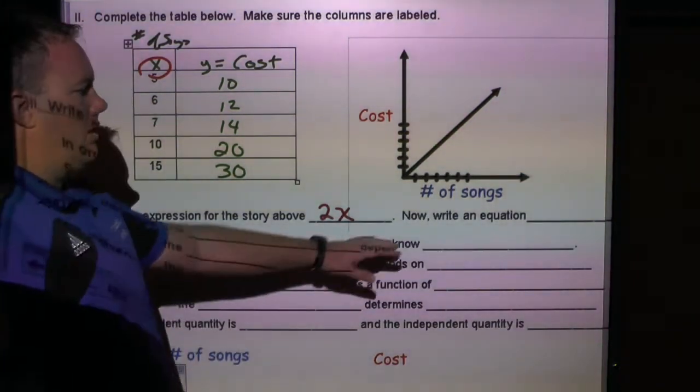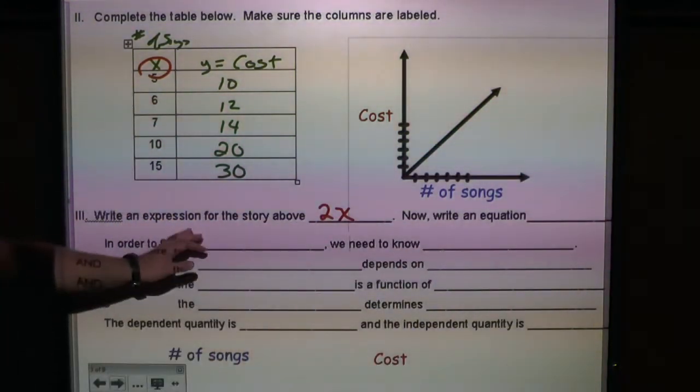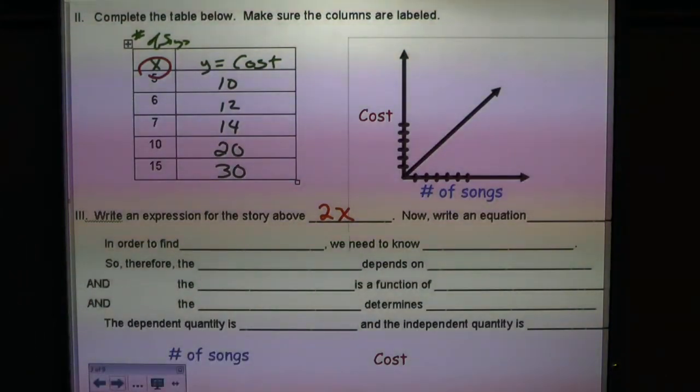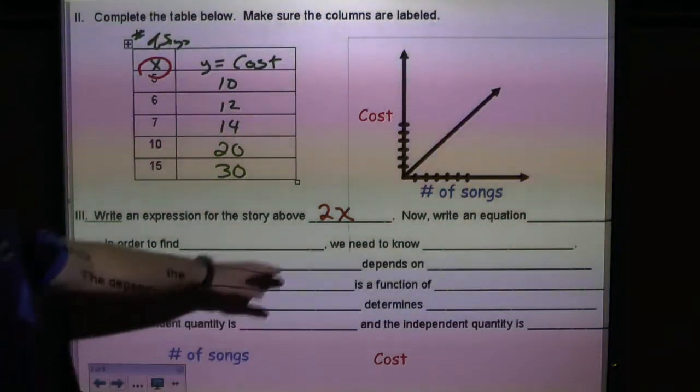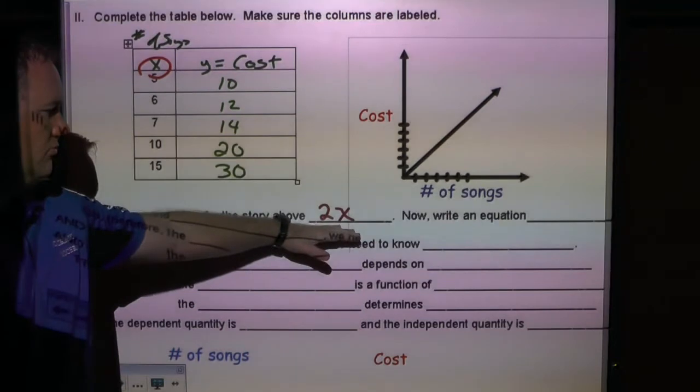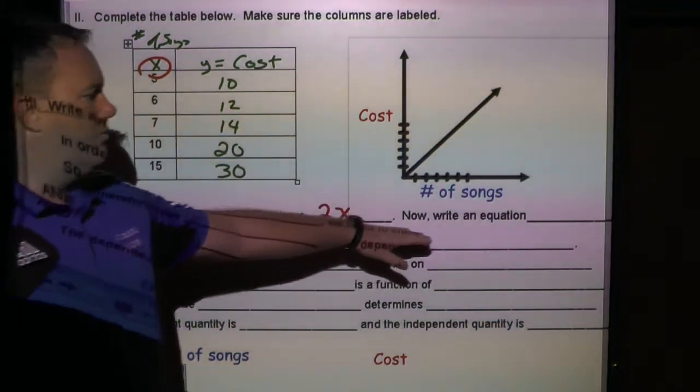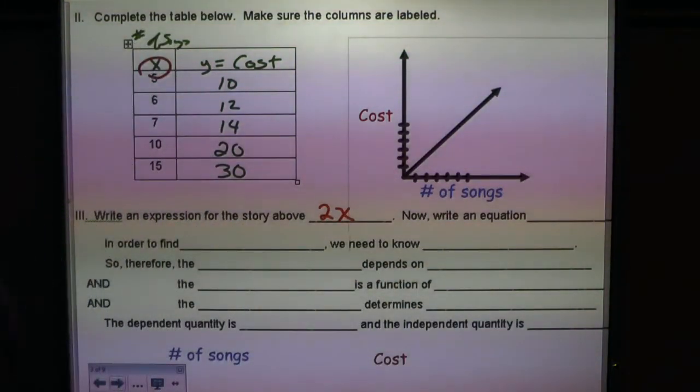Now, when we talk about writing an equation for this, there's a difference between an expression and an equation. An expression is just a mathematical sentence. An equation will always have an equal sign in it. An expression will not. That's the only real difference between an expression and an equation. Equation equals, think about that.